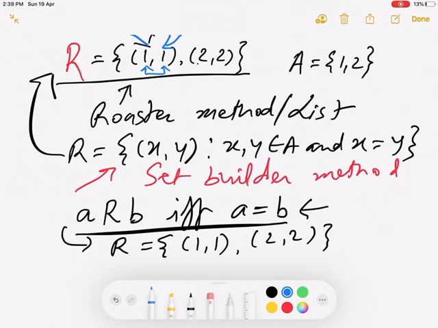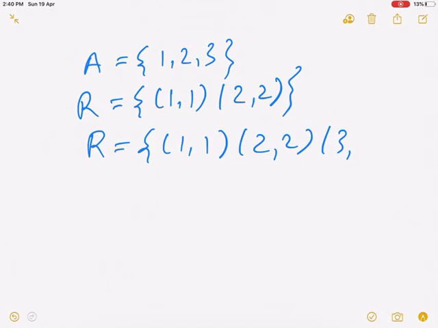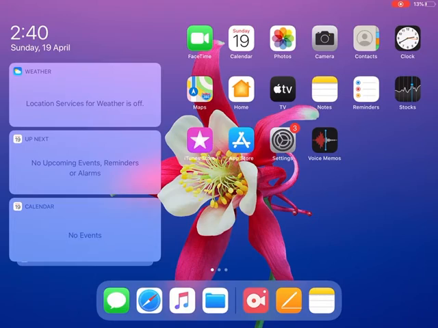and therefore such a relation is known as reflexive relation. Suppose this set was not {1, 2}, but this set was like this: A is equal to {1, 2, 3}. Now if R contained only (1, 1) and (2, 2), then the set R will not be said to be reflexive. R will be reflexive if it contains (1, 1), (2, 2) and (3, 3). It should contain all the ordered pairs such that every element of A is connected to itself, and that is what is the definition of reflexivity.